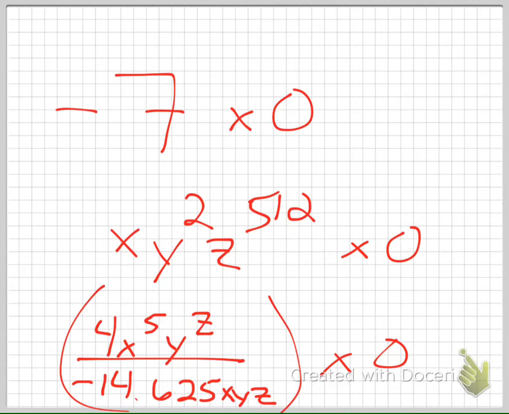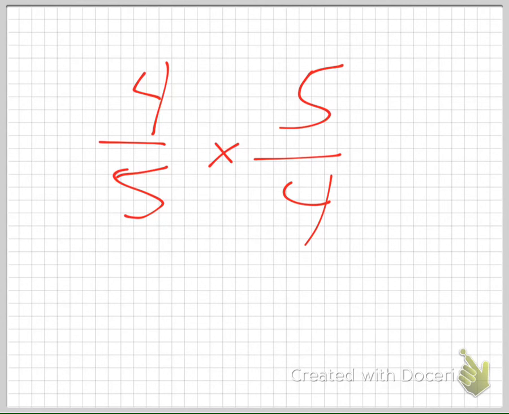Multiplicative property of 0. Now, the multiplicative inverse: for every number a divided by b, where a and b are not 0, there's exactly one number b over a such that the product of a and b over a is 1. Okay, here's the property. You know this already. If I have 4/5 and I multiply that by its inverse, 5/4, what's the answer going to be? 1.